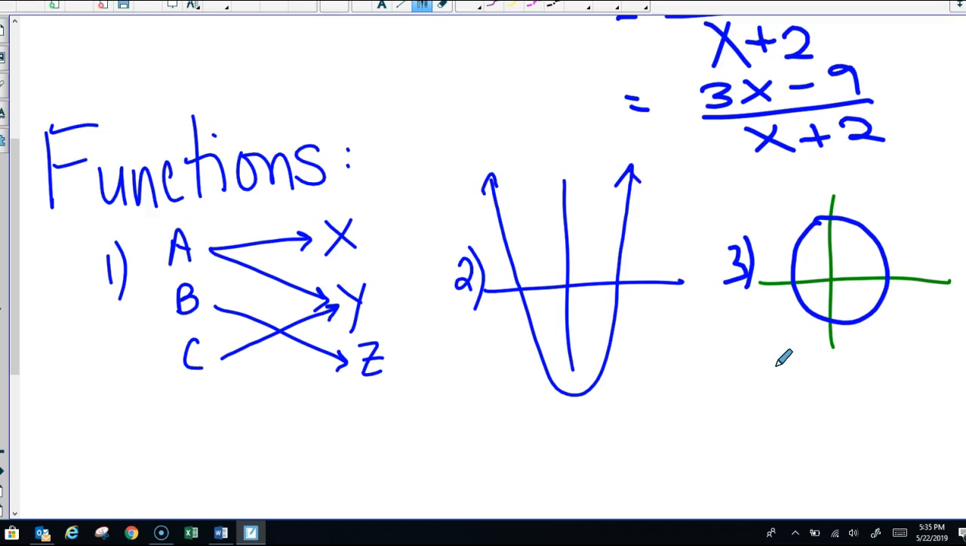So, functions. What do you remember about functions? Well, maybe you remember that in order for a match to be a function, each beginning part, each domain, each x, like right here, can only have one match. So what the C is doing, only going to Y, is good. What the B is doing, only going to Z, is good. But the fact that we've got this A going to the X and the Y means that you do not have a function.